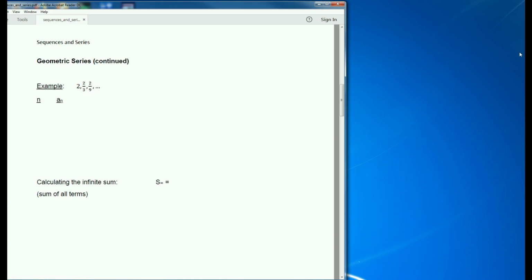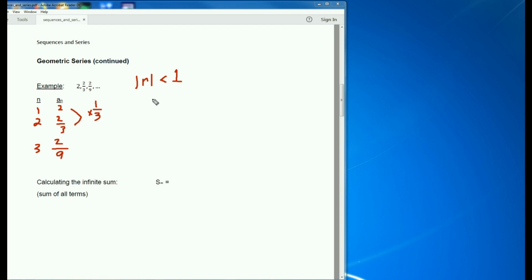Just one more topic quickly on geometric series. Here's a different geometric series. My first term is 2, my second term is 2/3, my third term is 2/9. This time you can see that the common ratio every time, we are multiplying by 1/3 to get to the next term. So in other words, the absolute value of our common ratio r is less than 1.